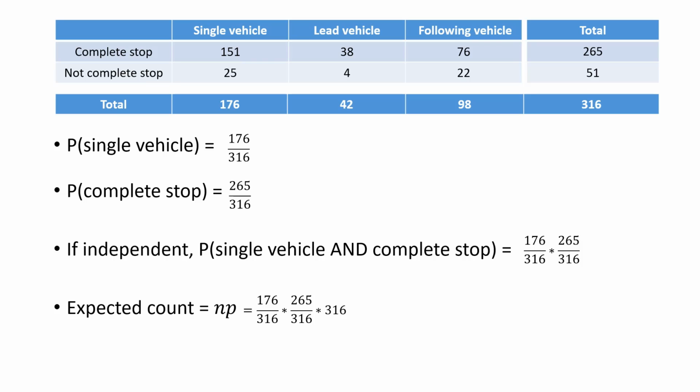We can cancel out one of the copies of 316 from the denominator to get 176 times 265 divided by 316. So in other words, the expected number of cars in that upper left-hand corner of the table, the number of single vehicles that came to a complete stop, is the sum of that column times the sum of that row, all divided by the total sample size.